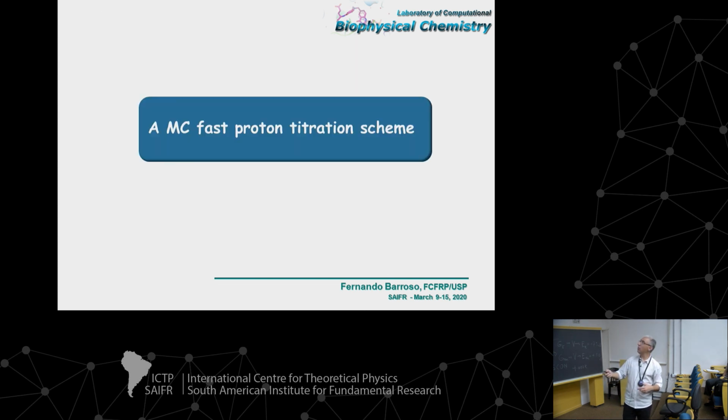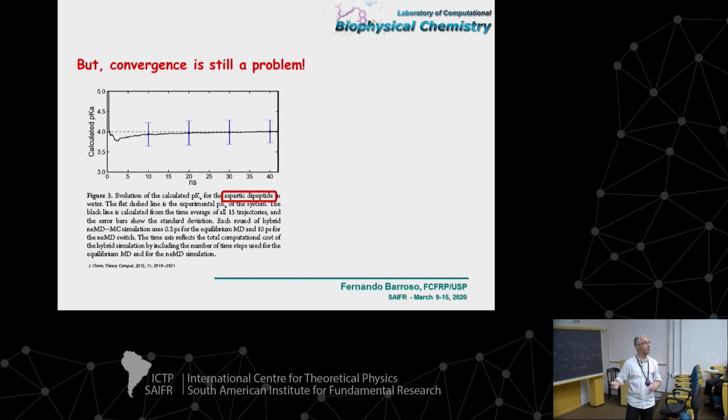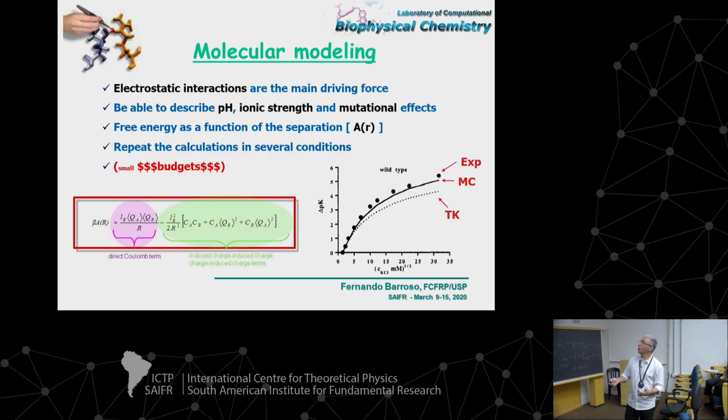And if I have to wait 40 nanoseconds per simulation just to equilibrate to get to convergence, it's going to be impossible to use. It's going to be prohibitive. So with these things in mind, trying to describe things like pH, ionic strength, and mutation effect, aiming at getting the free energy of the system, we need to simplify. And I'm going to describe this model in detail tomorrow.